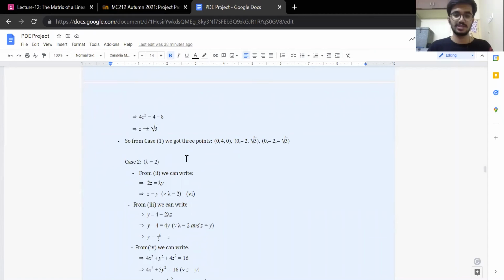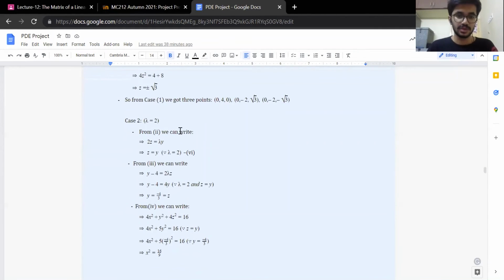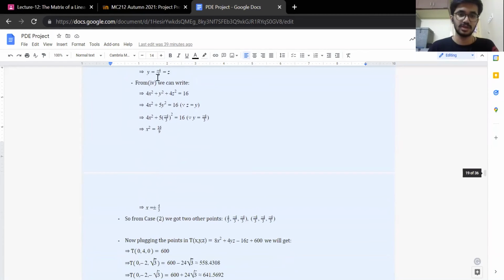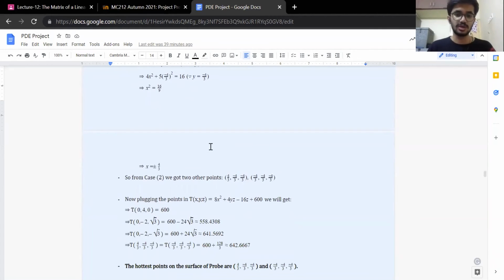Now the case when x isn't 0, but it's non-zero, so we can just cancel out the x term, and we got lambda equal to 2. Substituted in equations 2 and 3, we found that y and z are equal, and in the further equation we found that y and z are equal to -4/3. And now substituting this y and z value in the shape equation, we got 2 values of x for the same y and z. So in total, we got another 2 points. So we obtained 5 total points.